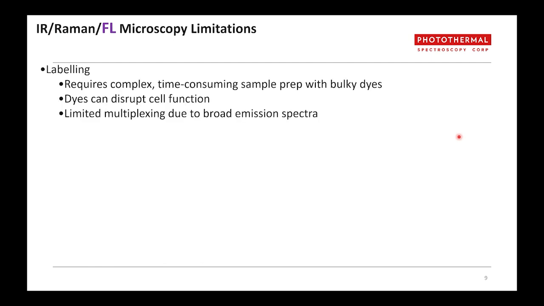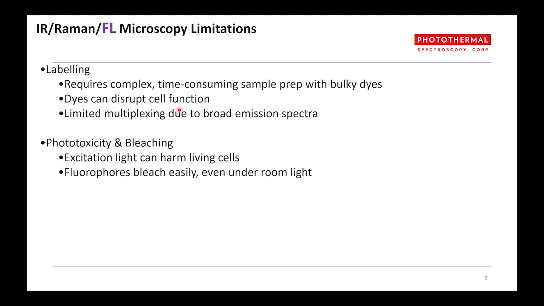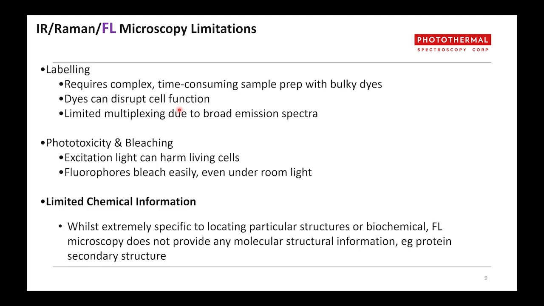Now, fluorescence microscopy has been around for many decades and is well established, but it does require labeling, right, which can be time consuming. It can disrupt the cell function, so it can change metabolism, limit multiplexing, bleaching, and phototoxicity still. And I've put in bold this last one here, that's limited chemical information.